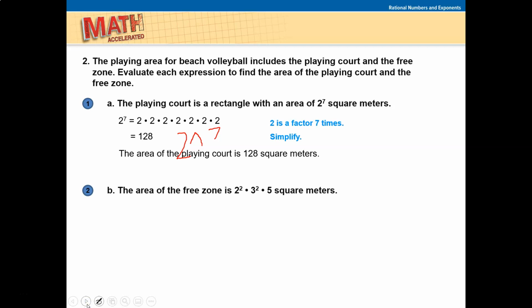our area is 2 squared times 3 squared times 5. So you could go ahead and type that in your calculator. Which would be 2 times 2 times 3 times 3 times 5, or 2 caret 2 equals, 3 times 3 caret 3.